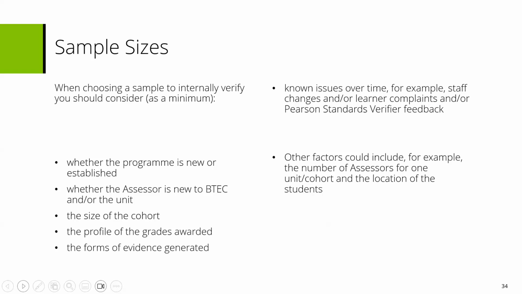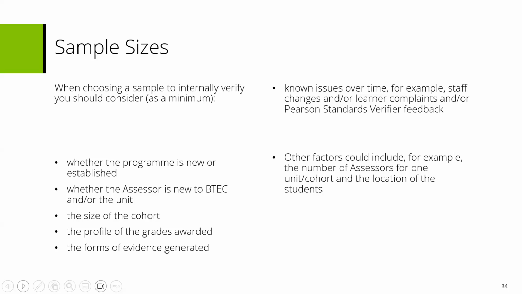When you're looking at sample sizes, you need to choose a sample and consider as a minimum whether the program is new or established. A new program poses more of a risk of getting things wrong, and therefore your sample size needs to be greater. You need to consider whether the assessor is new to BTEC or the unit, and if they are, again, they pose more of a risk of getting things wrong, and your sample size needs to be higher. You need to look at the size of your cohort. If you've got a particularly large group of learners on program, your sample size needs to reflect this.